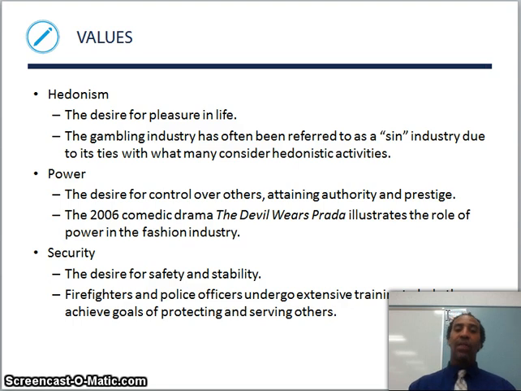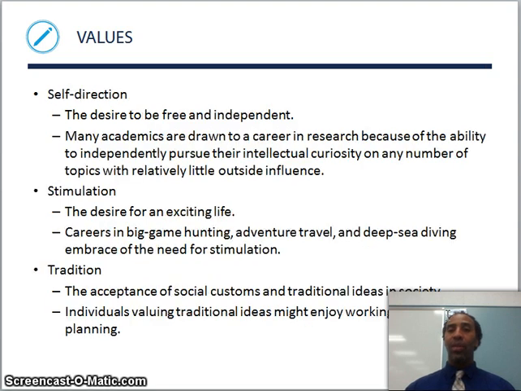Security is a desire for safety and stability. Firefighters and police officers undergo extensive training to help them achieve goals of protecting and serving others.